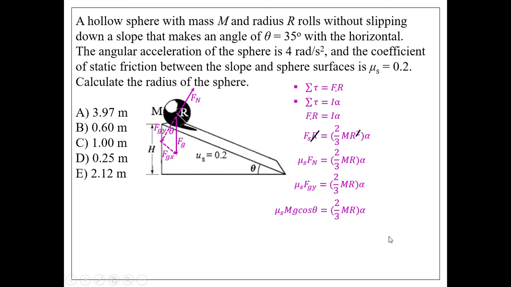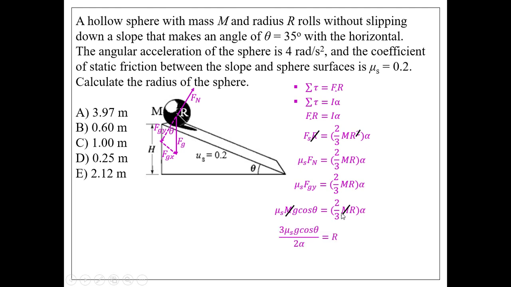And then from here, you see that there's an m on the left side and an m on the right side. You can cancel that out. Keep in mind that you're trying to solve for r. So really, here you have a 2/3 coefficient. To get rid of this 2/3, multiply both sides by the reciprocal of 2/3, which is 3/2. At the same time, divide both sides by the angular acceleration alpha, because the operation is to multiply. So to get rid of alpha here, you just divide.